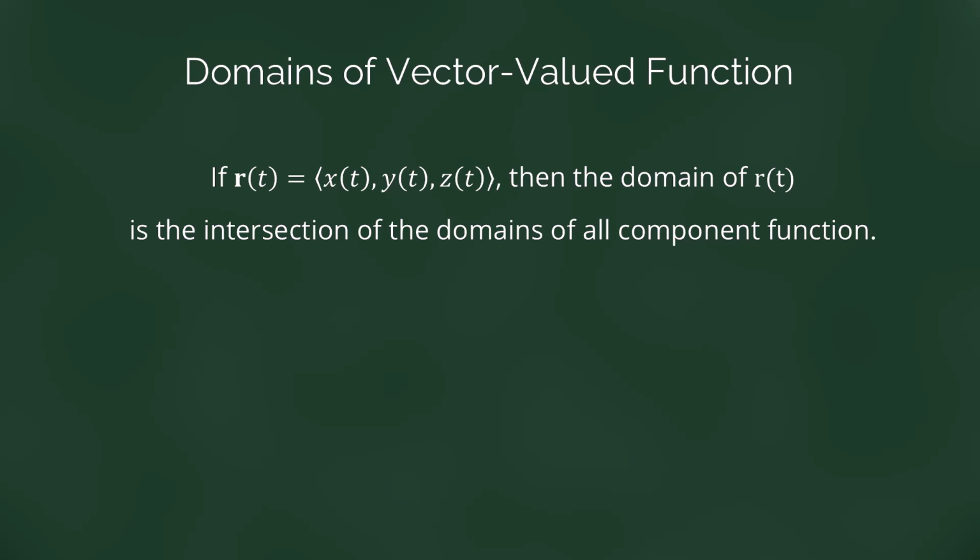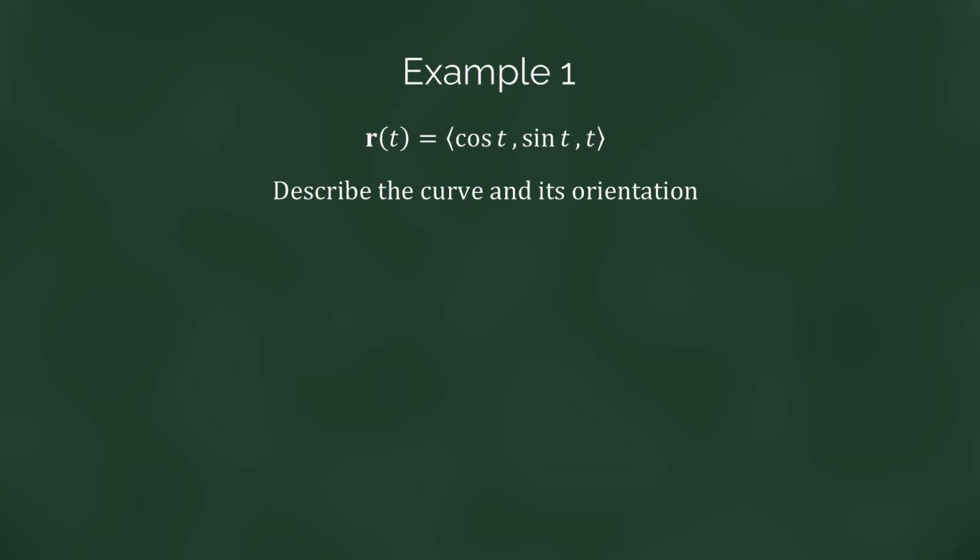So if r of t is equal to the vector-valued function x of t, y of t, z of t, then the domain of r of t is actually going to be the intersection of the domains of all of its component functions. Let's take a look at the vector-valued function r of t equals cosine t, sine t, t.